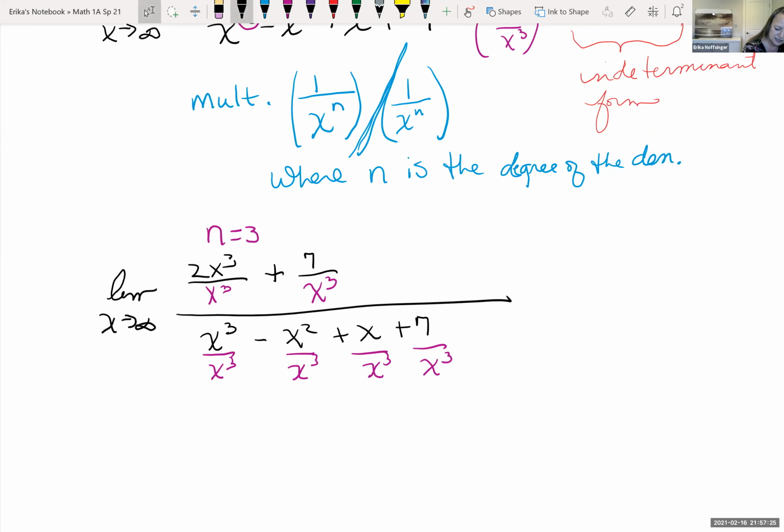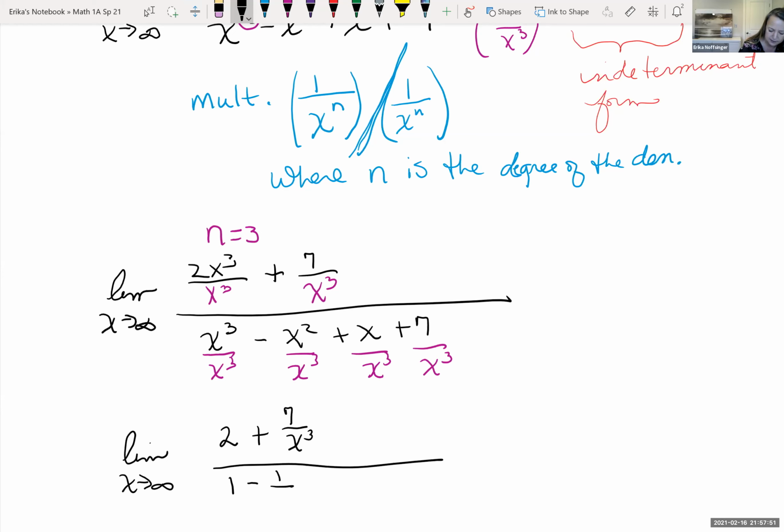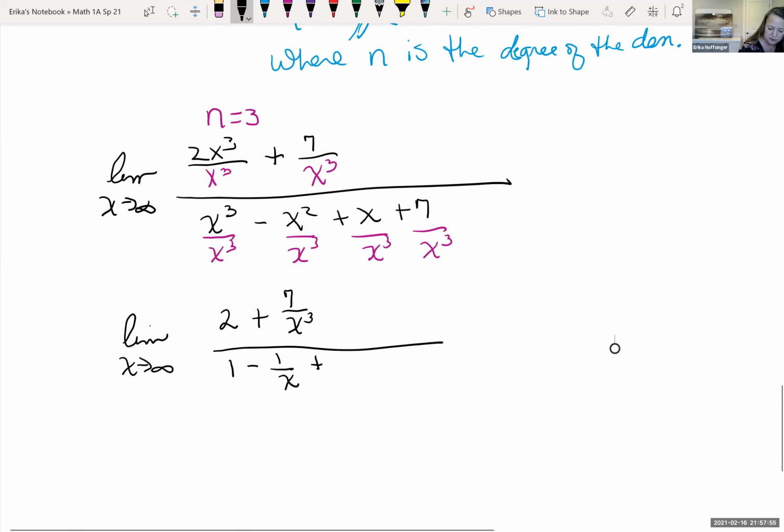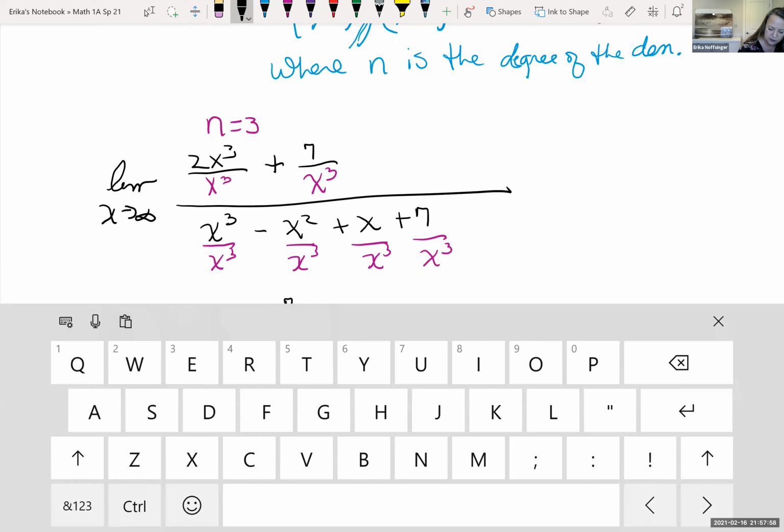Before we take the limit, let's simplify this a little bit using the rules of exponents: division, same base, we subtract. So 2x cubed over x cubed just gives me 2. Nothing simplifies with 7 over x cubed. x cubed divided by x cubed, well, that's 1. Minus x squared over x cubed is 1 over x. Plus x over x cubed gives me 1 over x squared.